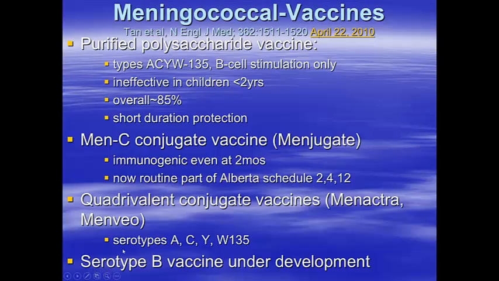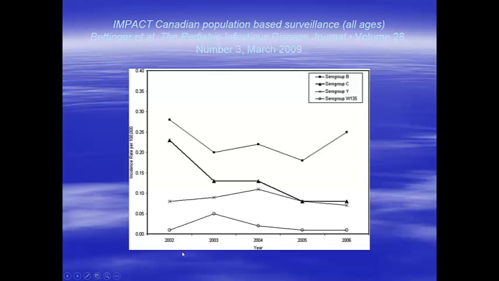The serotype B, as I've mentioned, there are technical difficulties in making a vaccine against the B polysaccharide, but it's in the pipeline. So here's the impact surveillance rate per 100,000 of meningococcal disease split up by groups. So B, you can see, is the most common one and the one for which we have no vaccine whatsoever. C, for which we have the conjugate Men-C vaccine that we routinely give in Alberta, rates declining over time with vaccine program. And then there's Y and W135 here. And A is relatively rare in Canada, but as we mentioned, more common in Africa in that meningitis belt.